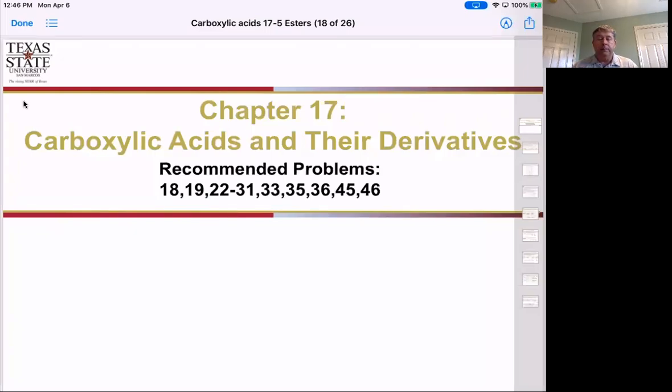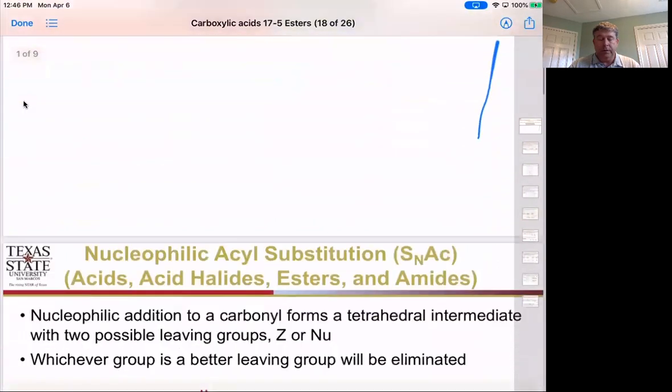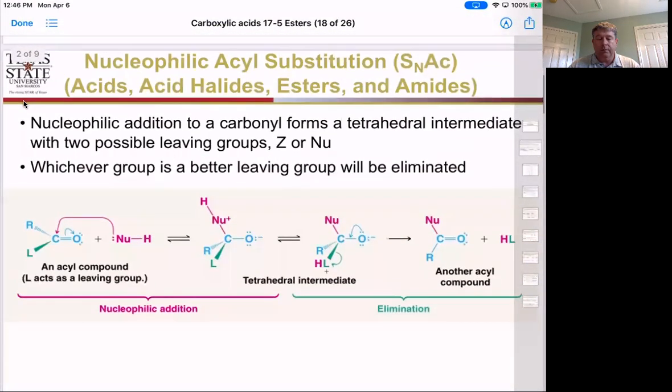All right, welcome to carboxylic acids part 5, or chapter 17, esters. So let's look at esters and some of their derivatives, how to make them and what they're useful for. So the first thing we need to do is move on to our first slide.